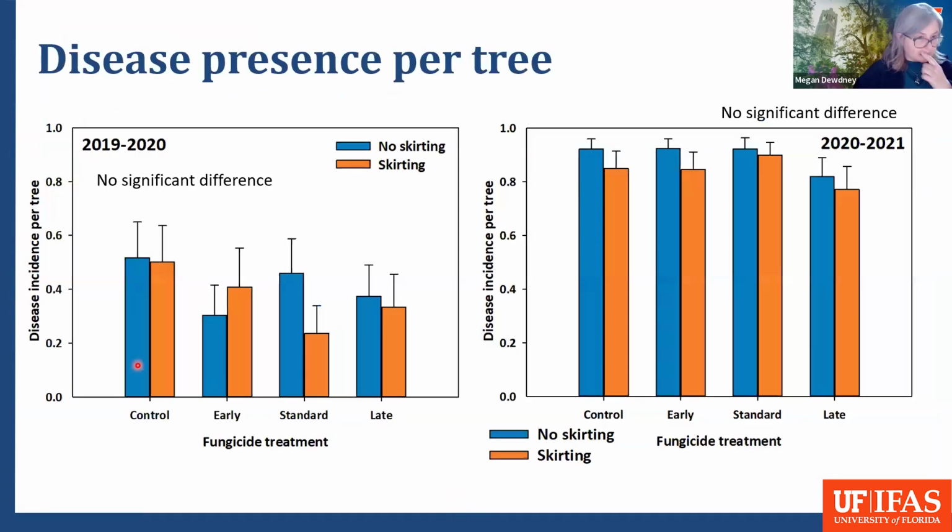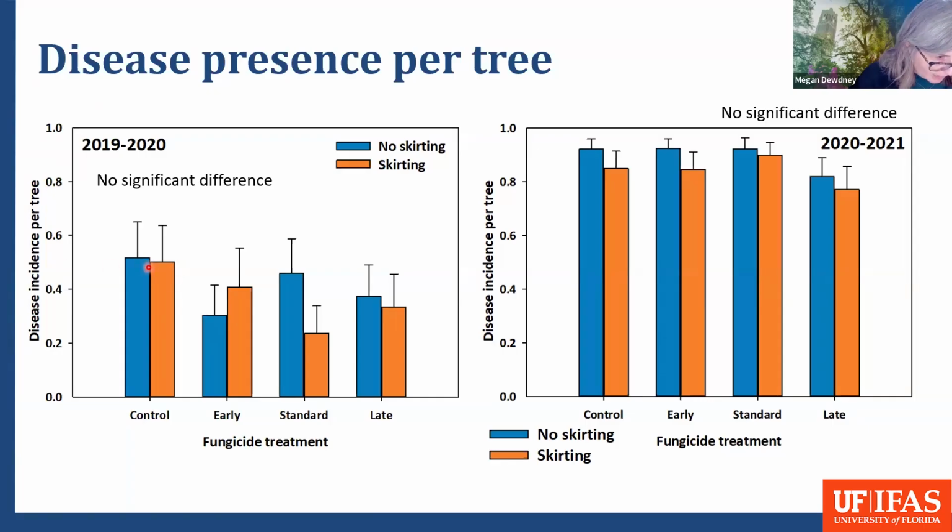So what did we find? We looked at the disease in two different ways. We looked at the presence per tree: did the tree itself have disease, yes or no? In 2019-2020, we did not have a lot of disease in the grove, which gave us different results from the following year. Even in the control, only about 50% of our trees had disease.